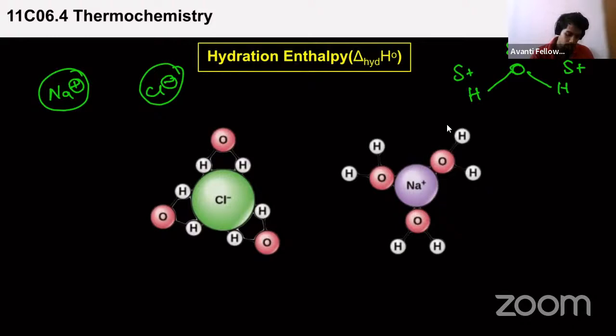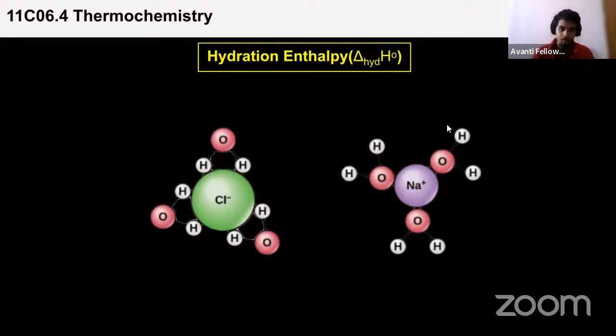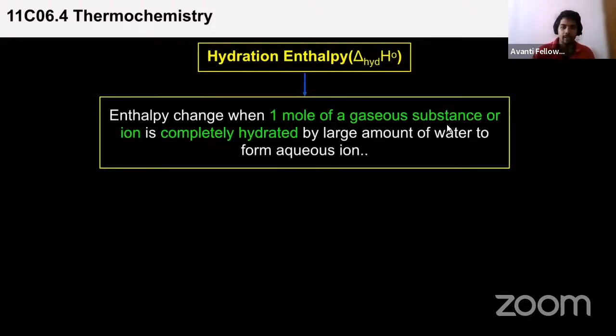They're not the same. That's the reason the hydration sphere, like how many water molecules are surrounding the chlorine atom, is different from how many water molecules are surrounding the sodium atom. So both of them have different hydration enthalpy. If we combine them together, it gives us the hydration enthalpy of Na+ and Cl-, that is NaCl.